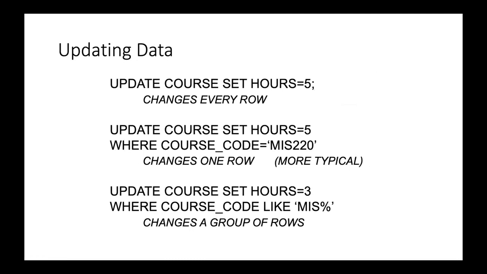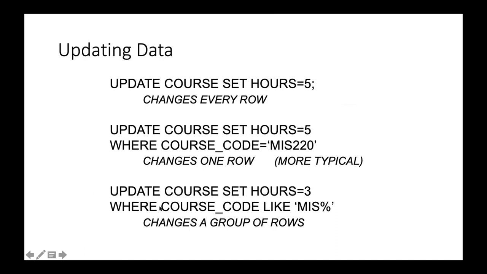This is about updating a table. So update course table set hours equal to 5. If you write such a command, it will go and set hours for all your records because there is no where clause in this. If you want it for some particular rows, you will have to put a where clause. So you can say update course set hours equal to 5, where course code is equal to MIS 220.